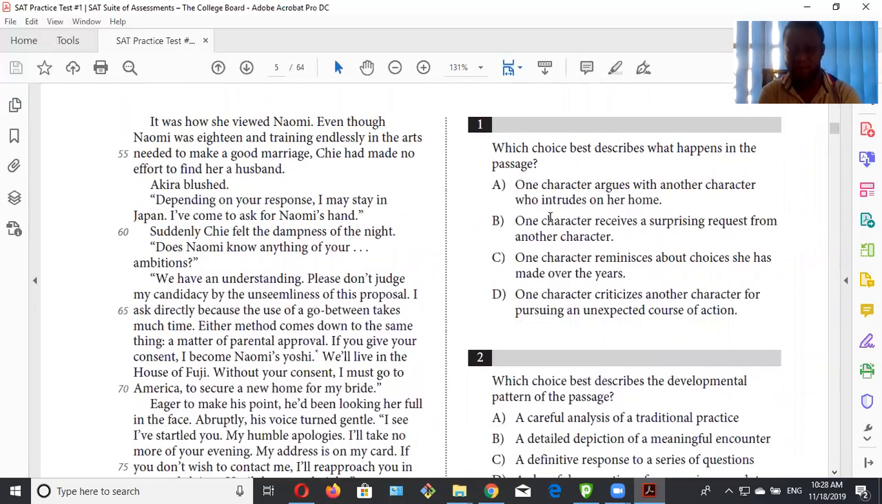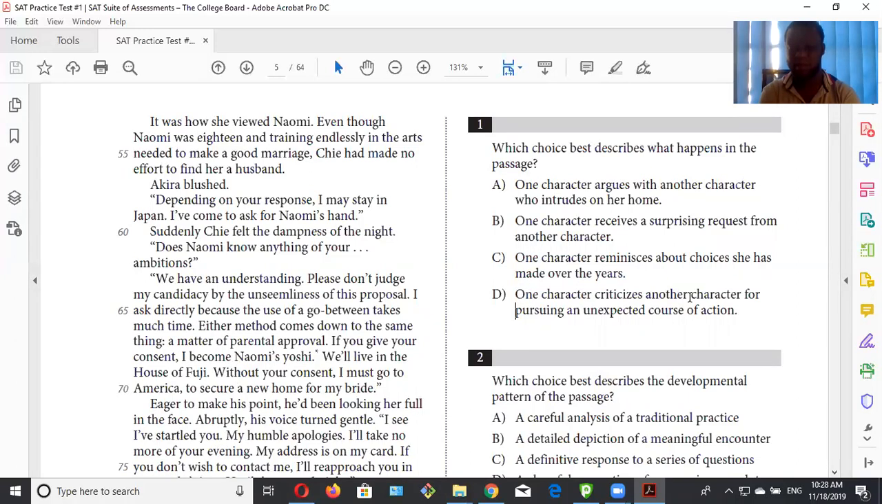So if you look at the answers here, one character argues with another character who intrudes on a home. There was no argument. It was more like, this is not a proper way. The second, one character receives a surprising request from another character. Yes, she wasn't expecting Akira. So that's a good possible answer. But if you look at the other answers, one character reminisces about choices she has made over the years. There's nothing like this going on in the passage, so this cannot be the answer.